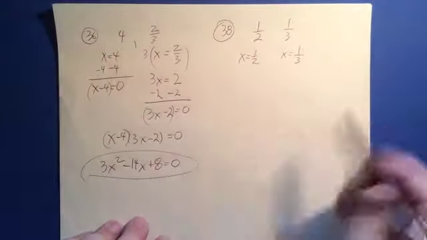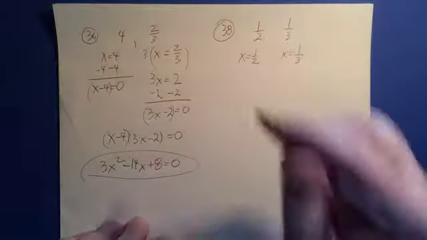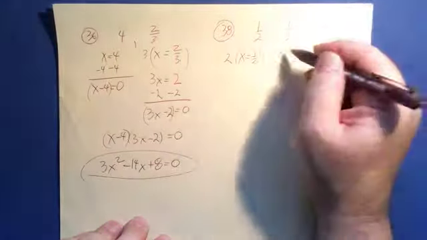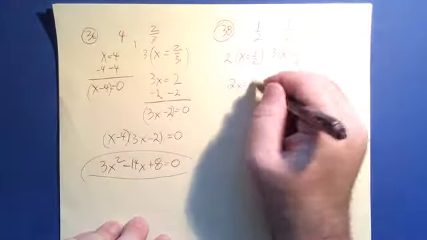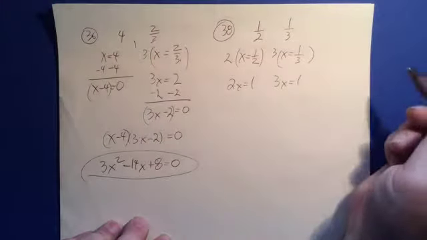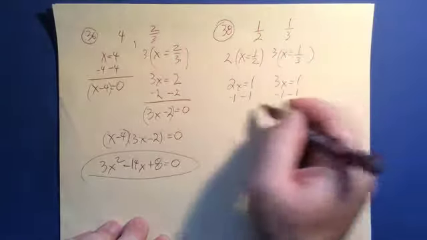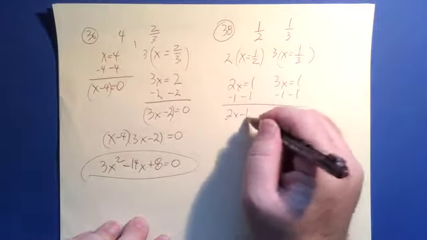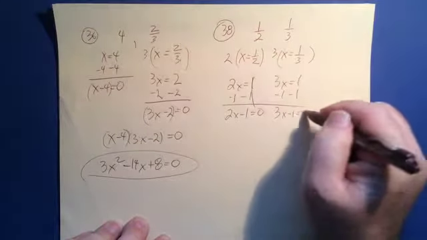So what am I going to do here first? I'm going to multiply. If you want to write this as separate steps, stop the tape here. Multiply by 2. This I'm going to multiply by 3. So here I'm going to have 2x is equal to 1. Over here I'm going to have 3x is equal to 1. Now I'll subtract 1 from both sides. So I have 2x minus 1 equal to 0. And here I'll have 3x minus 1 equal to 0.